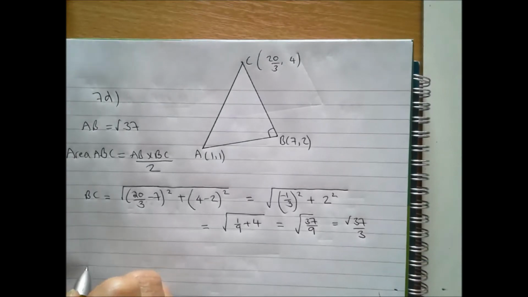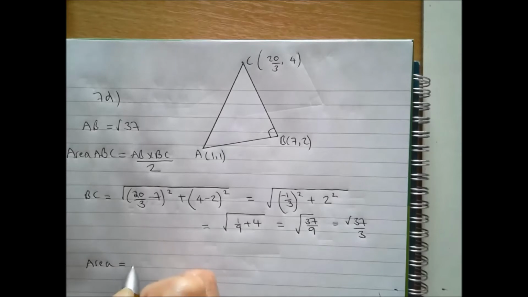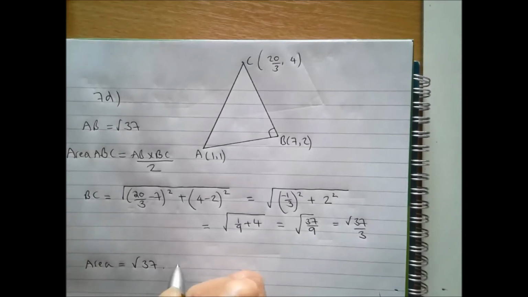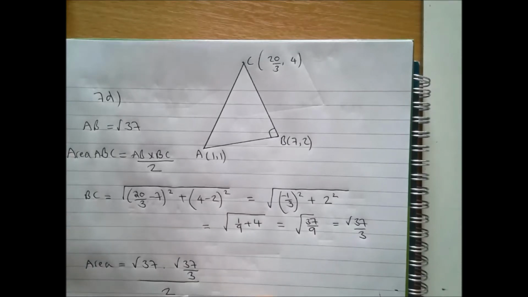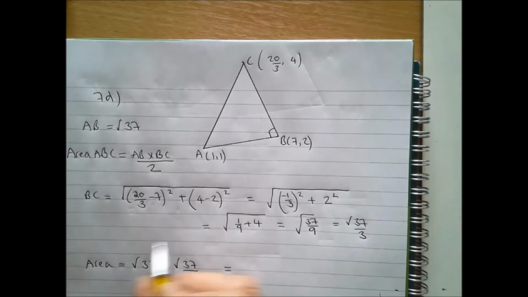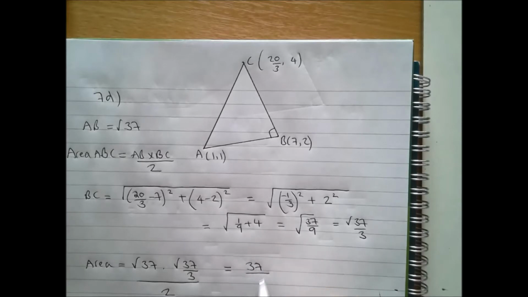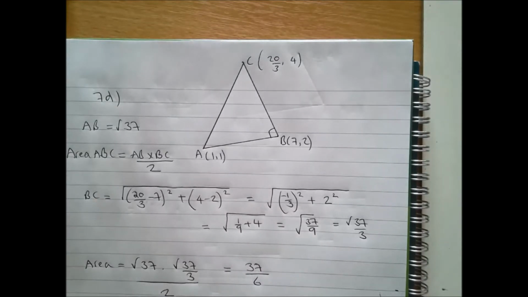And I'm going to put it all together to get the area. So we've got area equals AB, so root 37, multiplied by BC, so root 37 over 3, divided by 2. So root 37 times root 37 is 37, divided by 6. So the area of the triangle is 37 over 6.